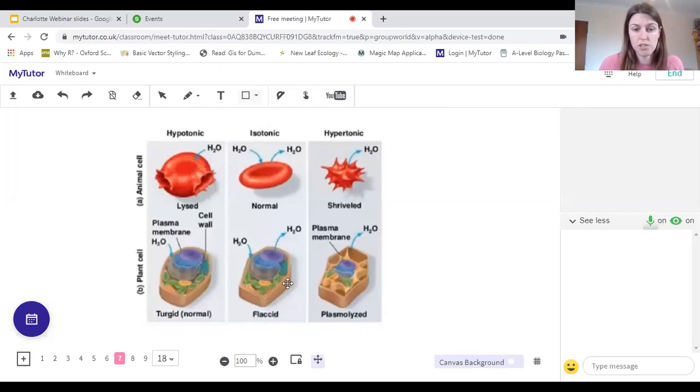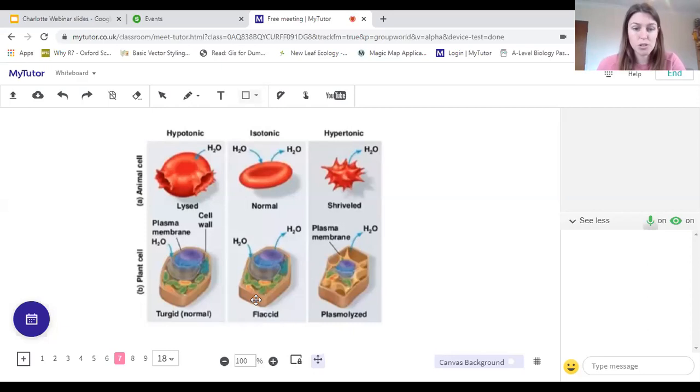Interestingly, flaccid is, if you've ever seen plants that you've had on the side and you haven't watered them for a couple of days, all of the cells go flaccid and the plant wilts. So that's what happens when plant cells don't get enough water. And eventually they'll shrivel completely, and then you get those really shriveled, dried plant cells when they're dead.